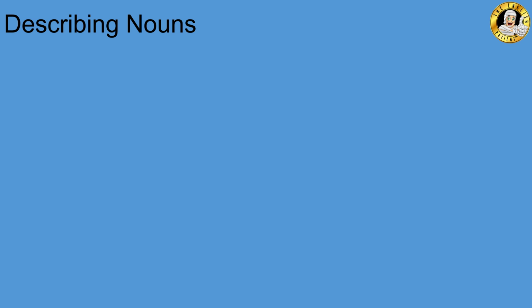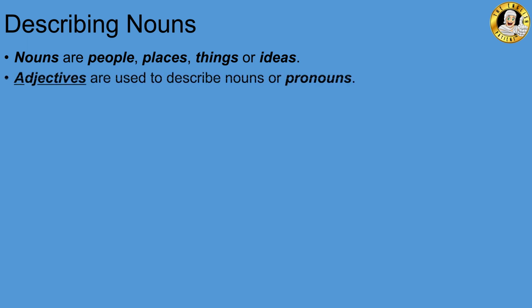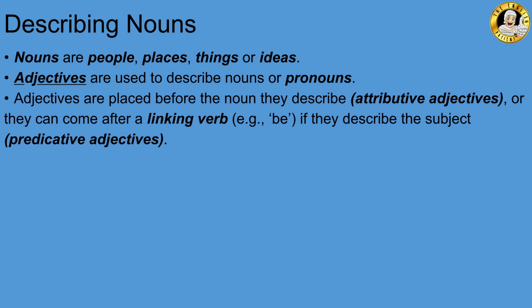Let's look then at describing nouns in particular. What are nouns? Nouns are people, places, things, or ideas. How do we describe them? Adjectives are used to describe nouns or pronouns. Now, where do you place the adjective? The adjective is generally placed before the noun it is describing if it is part of that noun phrase. And this is then called an attributive adjective.